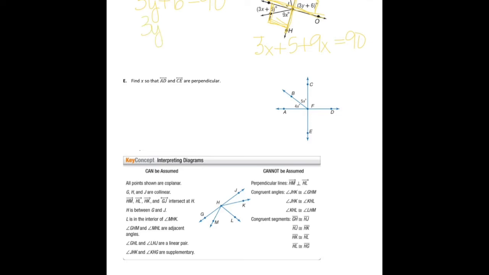So 3y equals 84, y equals 28. When I combine like terms here, I have 12x equals, I believe that's 85. Oh, this is a 6. So 12x equals 84, x equals 7. So x equals 7 and y equals 28.